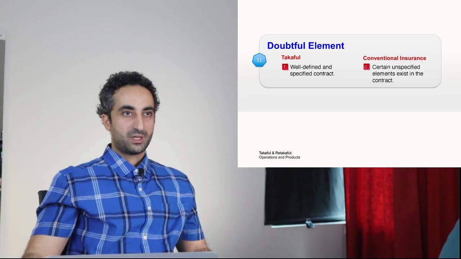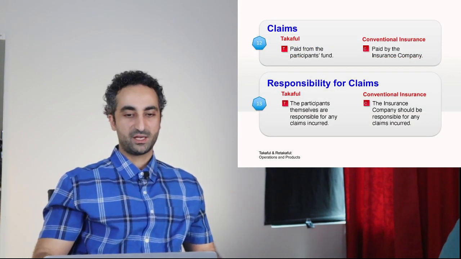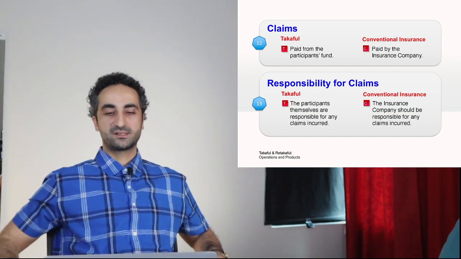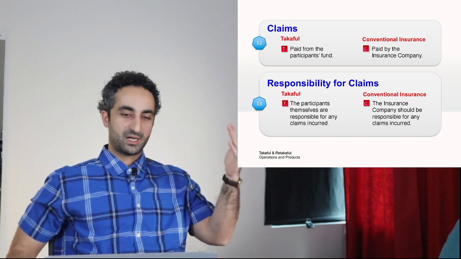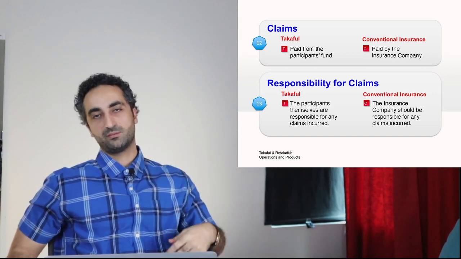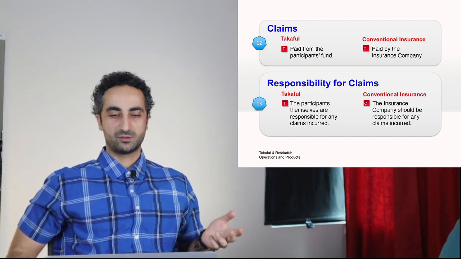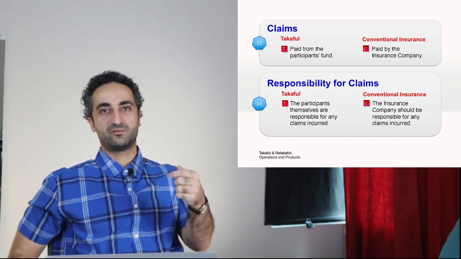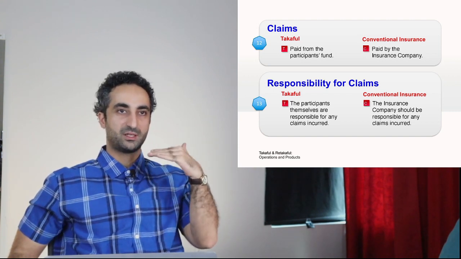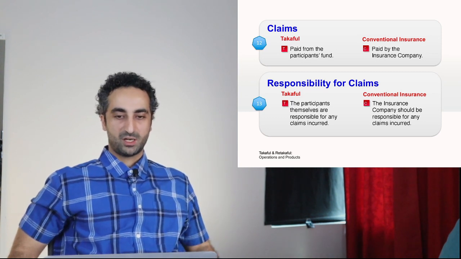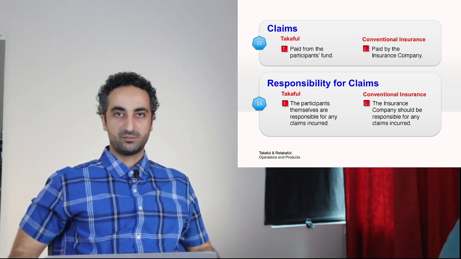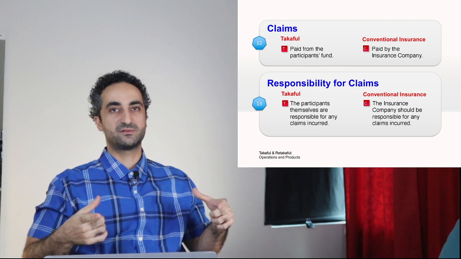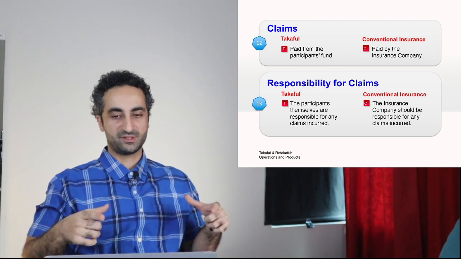Okay, let's continue with the claims. So, how about claims? If someone got in an accident, how do we bring them back to where they were? By paying them what we call payment of claims. These people are entitled to receive a certain amount of money to try to go back to normal. Okay, so where is it paid from? In Takaful? Very simple. It's paid from the fund, the participants fund. Who owns this fund? We own this fund.